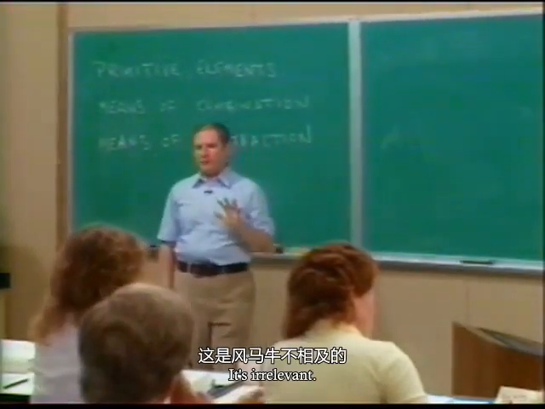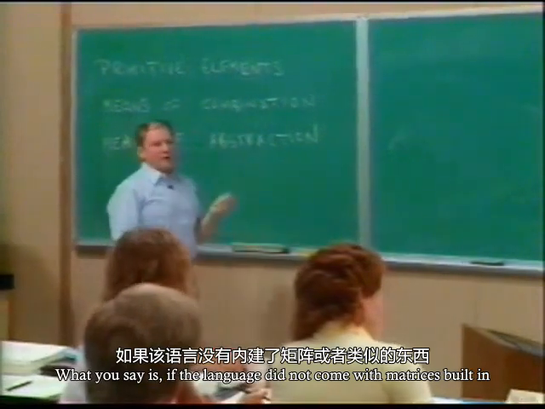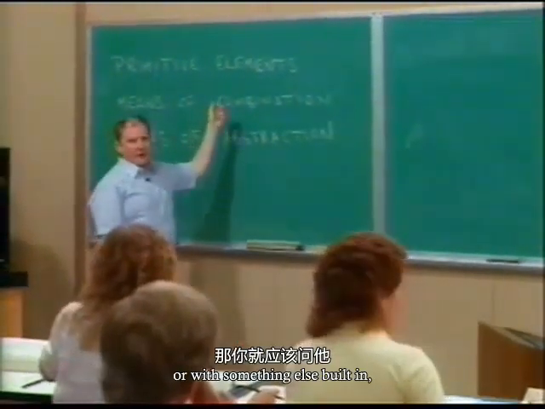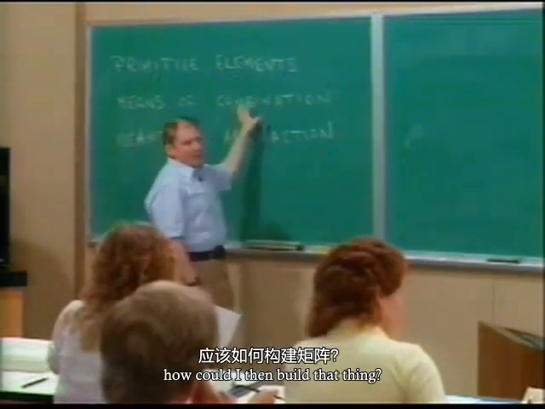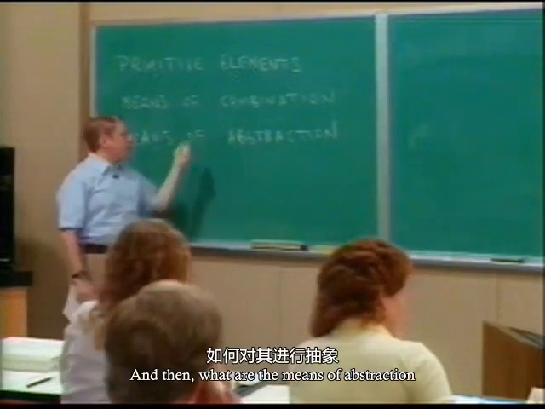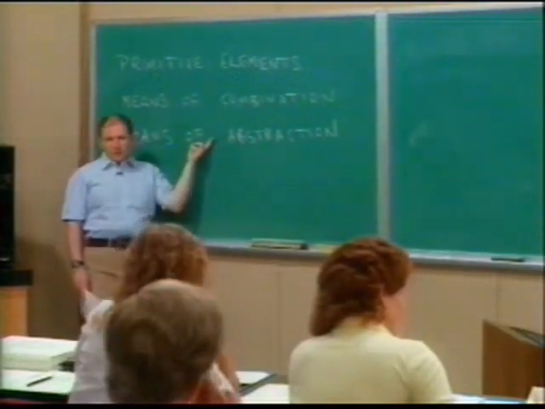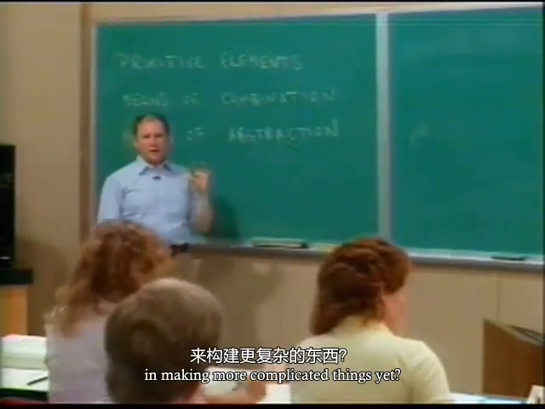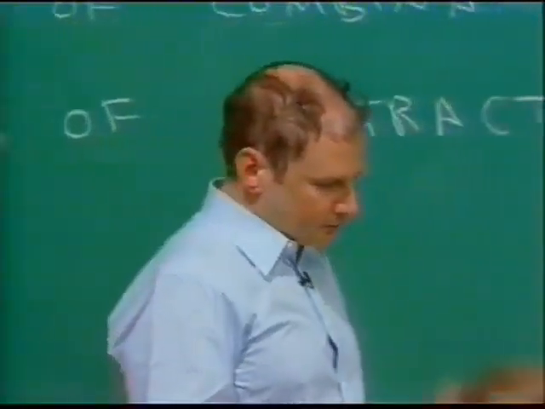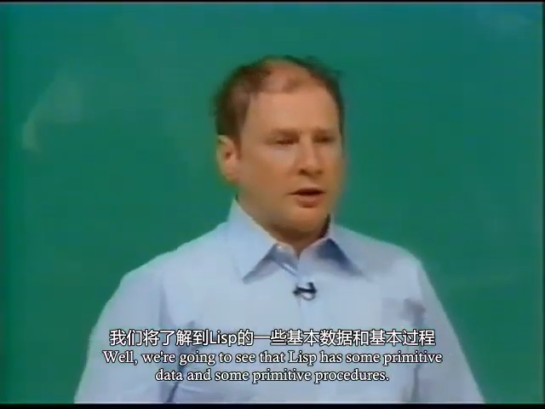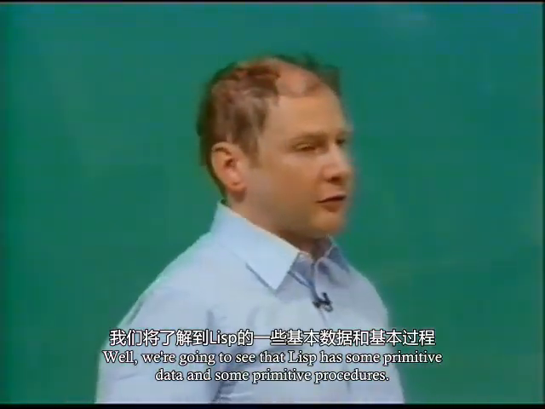It's irrelevant. What you say is, if the language did not come with matrices built in or with something else built in, how could I then build that thing? What are the means of combination which would allow me to do that? And then what are the means of abstraction which allow me then to use those as elements in making more complicated things yet? Well, we're going to see that Lisp has some primitive data and some primitive procedures.